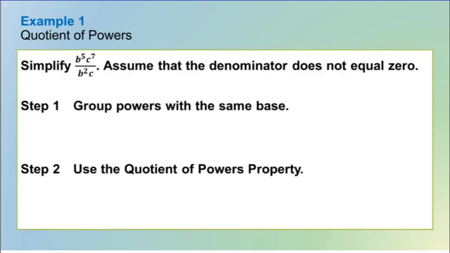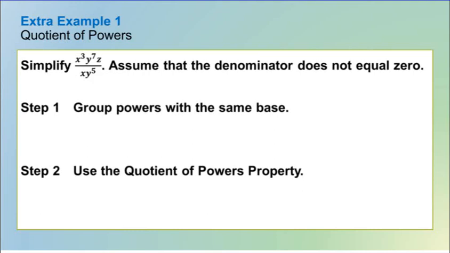So some examples. We're assuming that the denominator does not equal 0, because if the denominator equals 0, you couldn't solve that because you can never divide by 0. We're going to solve this in 2 steps. So step 1, group powers with the same base. So we're going to have b to the 5th minus 2, b to the 2nd power, and then we're going to have c to the 7th minus c to the 1st. So then when I simplify it, my answer would be b to the 3rd, c to the 6th.